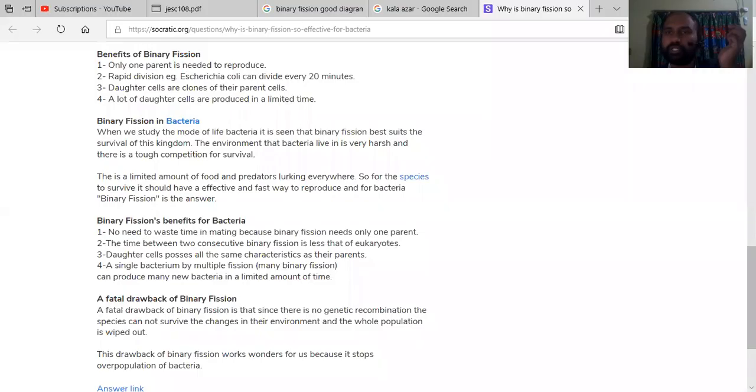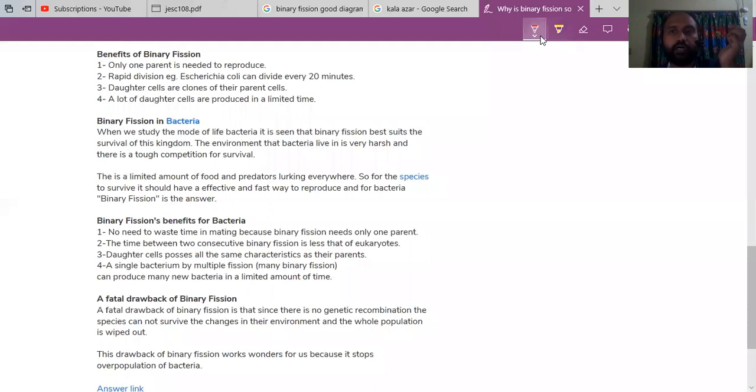Yes, so here, let me check, share the color. Yeah, so what are the benefits of binary fission? Number one, only one parent is needed to reproduce. See the first point here, only one parent is needed to reproduce. That's a benefit, right? If two parents are there, it's time consuming, right? Only one parent can reproduce, which is an advantage in terms of time saving.